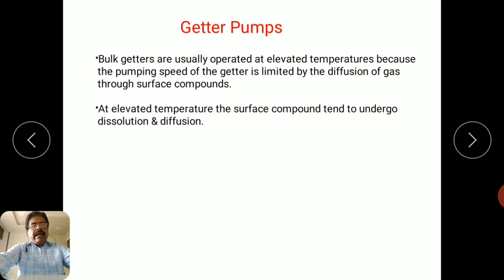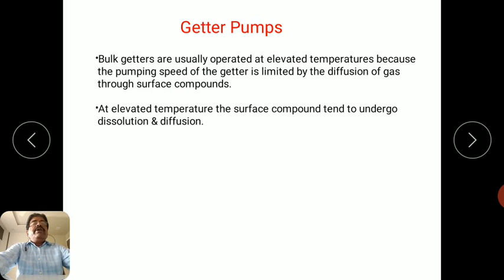So later on, as the number of gas molecules reacts with the bulk getter, its entire surface will be covered by the surface compound, and later on the efficiency of pumping will go on decreasing, because there will be no space available on the surface of the bulk getter for reacting the new gas molecules which are coming to it. So how to avoid that?